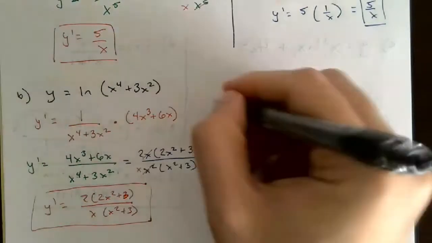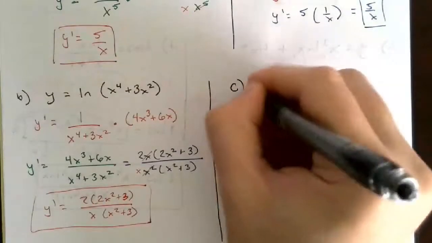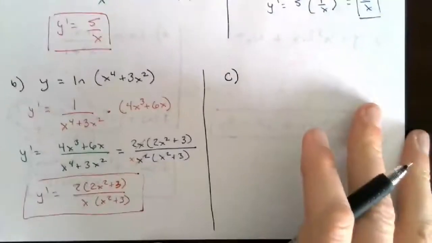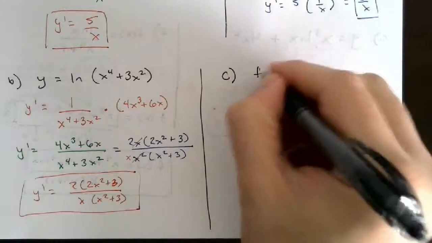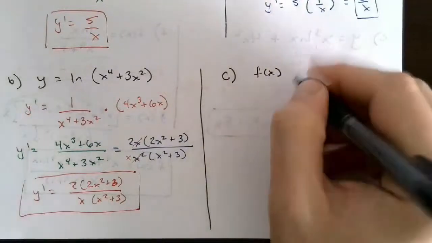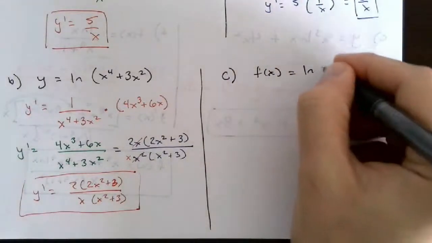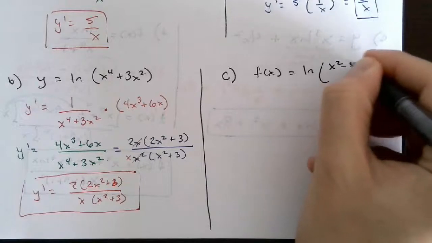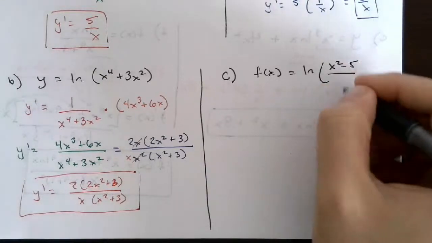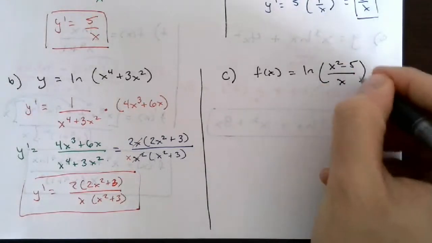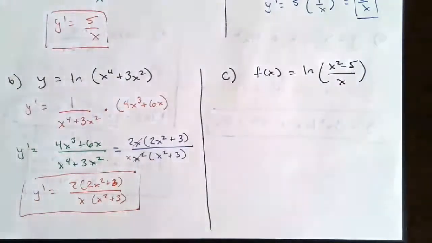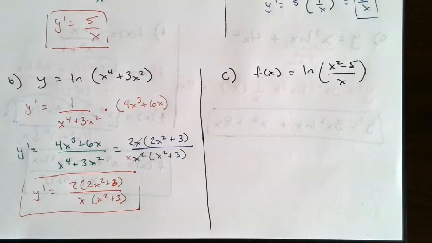Let's take a look at this one. This one's going to be a little unique. If I said I had f of x equals the natural log of (x squared minus 5) over x. I'm going to talk out loud about what you would do, and then talk about how our properties of logs help us make this a little easier.